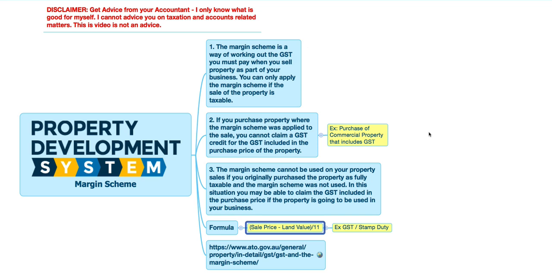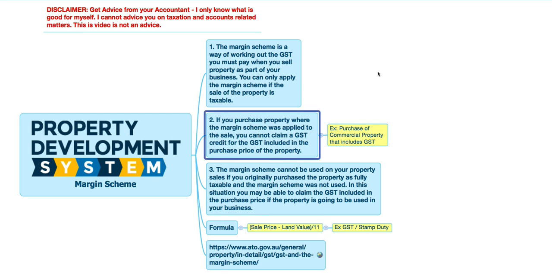So when it's time to actually calculate it, it's calculated by subtracting the land value from the sale price, and then you divide that by 11 to get the GST. However, point 2 is saying this: if you bought something that already had GST in it, say for example you bought a commercial property, and it was X amount plus GST plus stamp duty, when you actually bought it, you would have claimed the GST in your next BAS statement. When you do that, you can't apply the margin scheme when you are selling what you've developed on that commercial property. That's what point 2 is telling you.